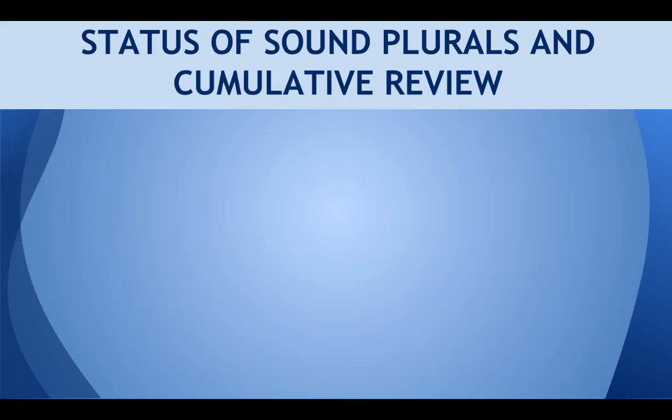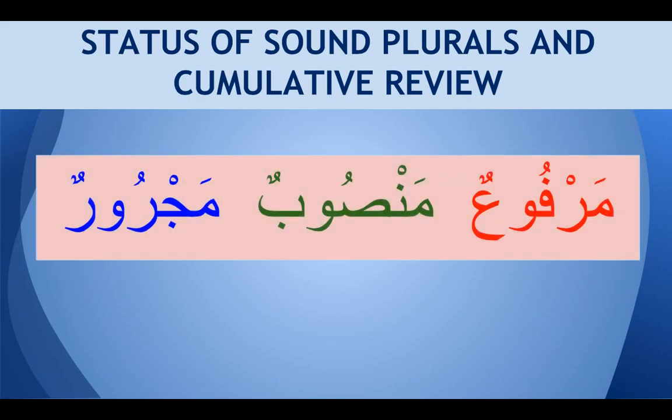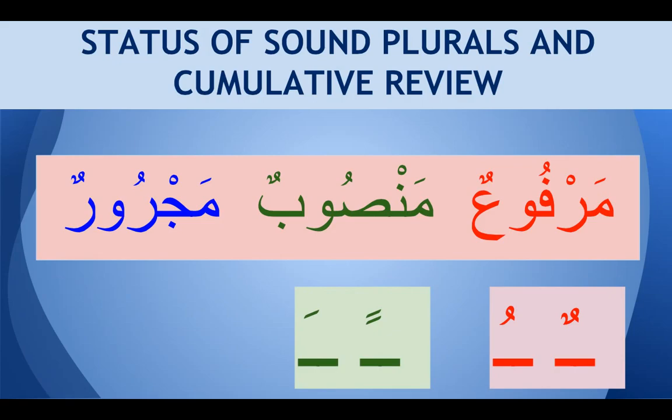So coming to our class, we've learned that the nouns are in three statuses. It's marfu, mansoob and majroor. So we are very much familiar with these terms now, marfu, mansoob and majroor. And we have learned that the sign of marfu is dhamma, single or double. Sign of mansoob is fatha, single or double. And sign of majroor is kasra, single or double. Double is called tanween, tanween dhamma, tanween kasra or tanween fatha.